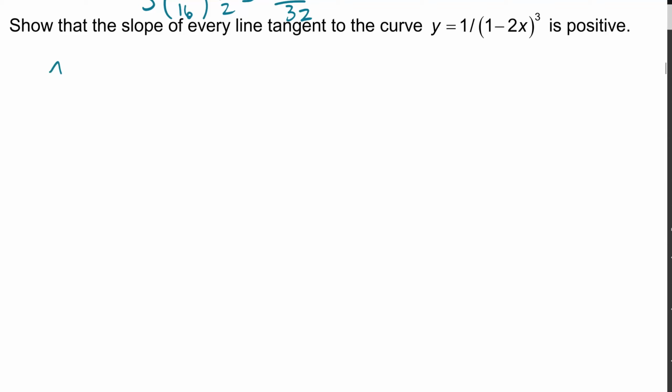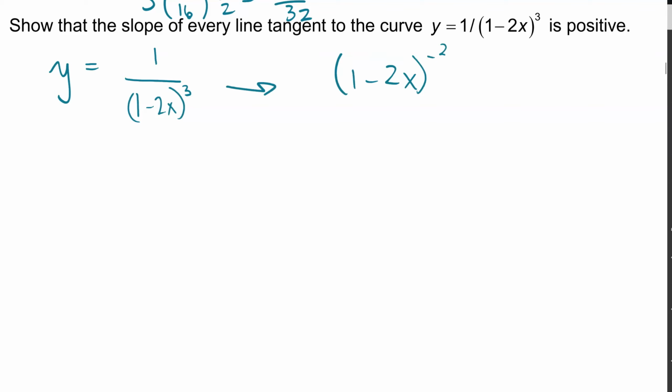I have y, let me rewrite this. Y is equal to 1 over, let's see, because this is weird, the way this looks is weird. I just want to show you what it actually looks like. 1 minus 2x to the third. Why did I use this number again? Who knows? Okay, so this is the same thing as 1 minus 2x to the negative 3. Let's find the derivative first.